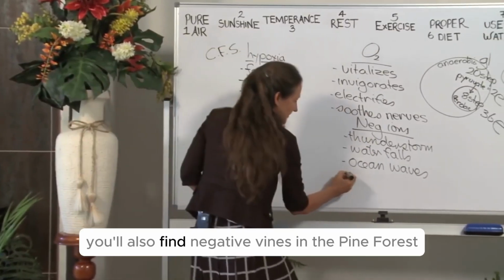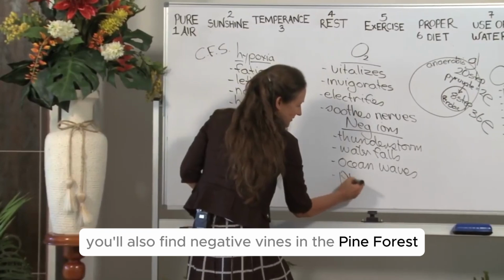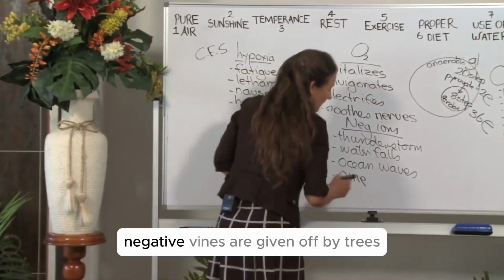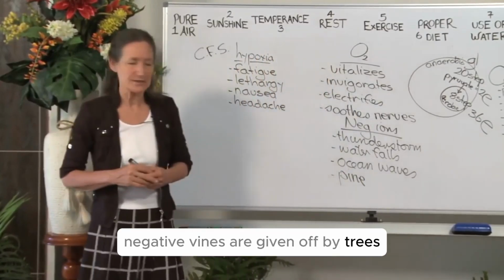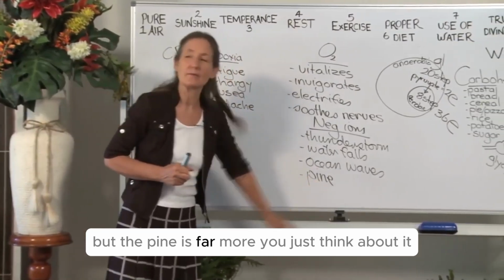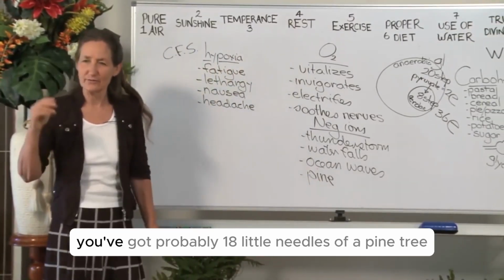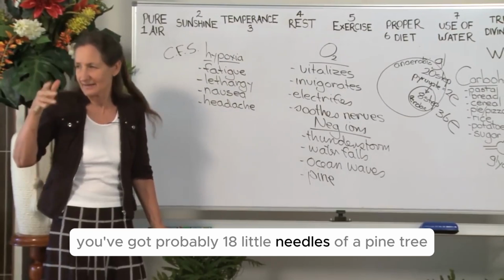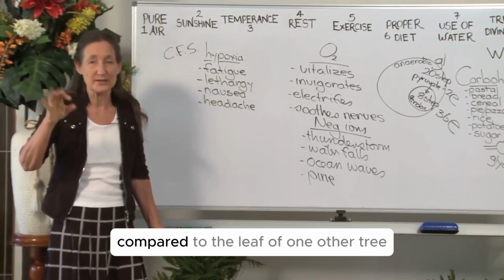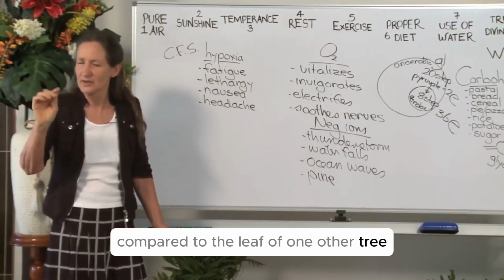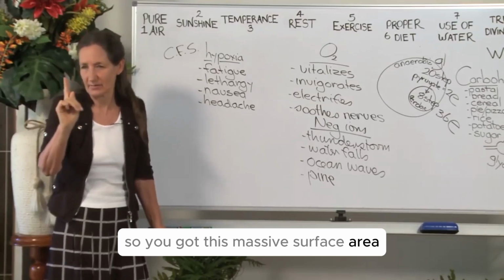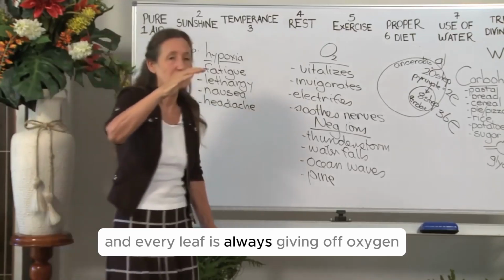You'll also find negative ions in the pine forest. Negative ions are given off by trees, but the pine is far more. Just think about it, you've got probably 18 little needles of a pine tree compared to the leaf of one other tree. So you've got this massive surface area, and every leaf is always giving off oxygen.